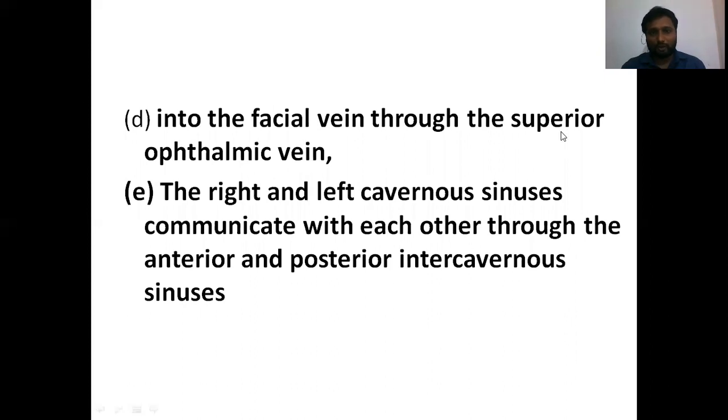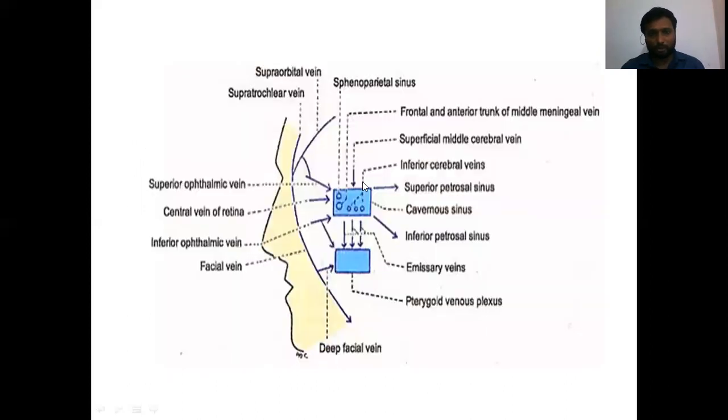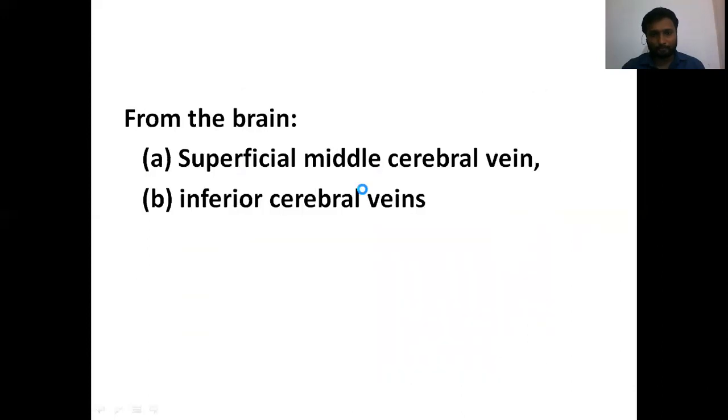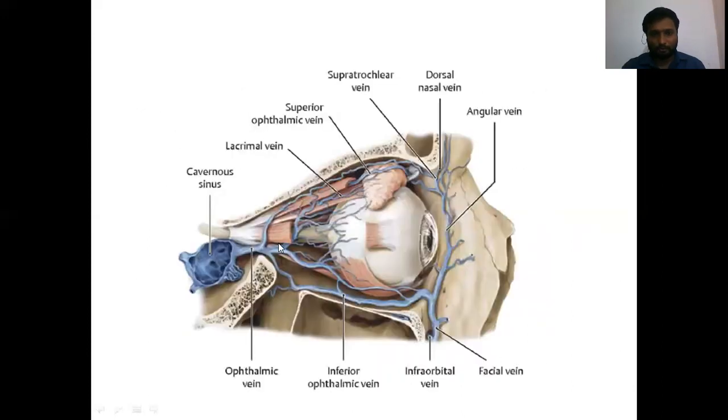Then into the facial vein through the superior ophthalmic vein. I already showed you this one. Say superior ophthalmic vein, so it means there is a to and fro motion here. From the cavernous sinus, the venous blood will reach this facial vein through the superior ophthalmic vein.